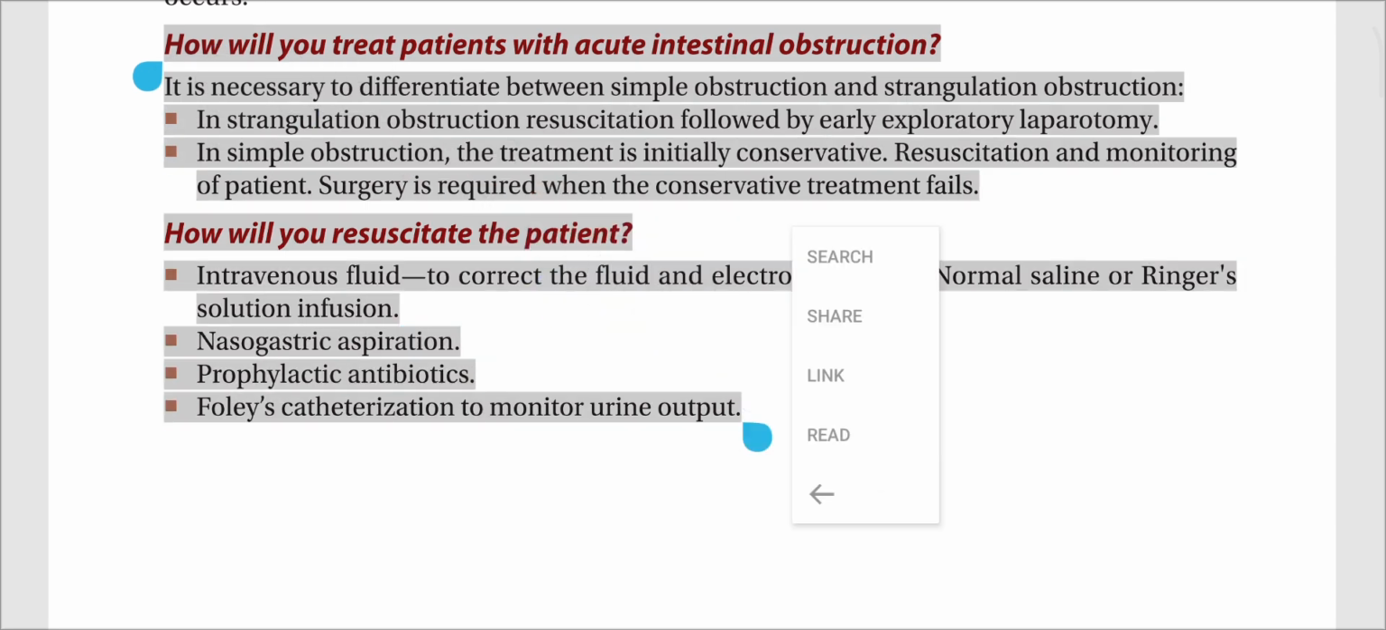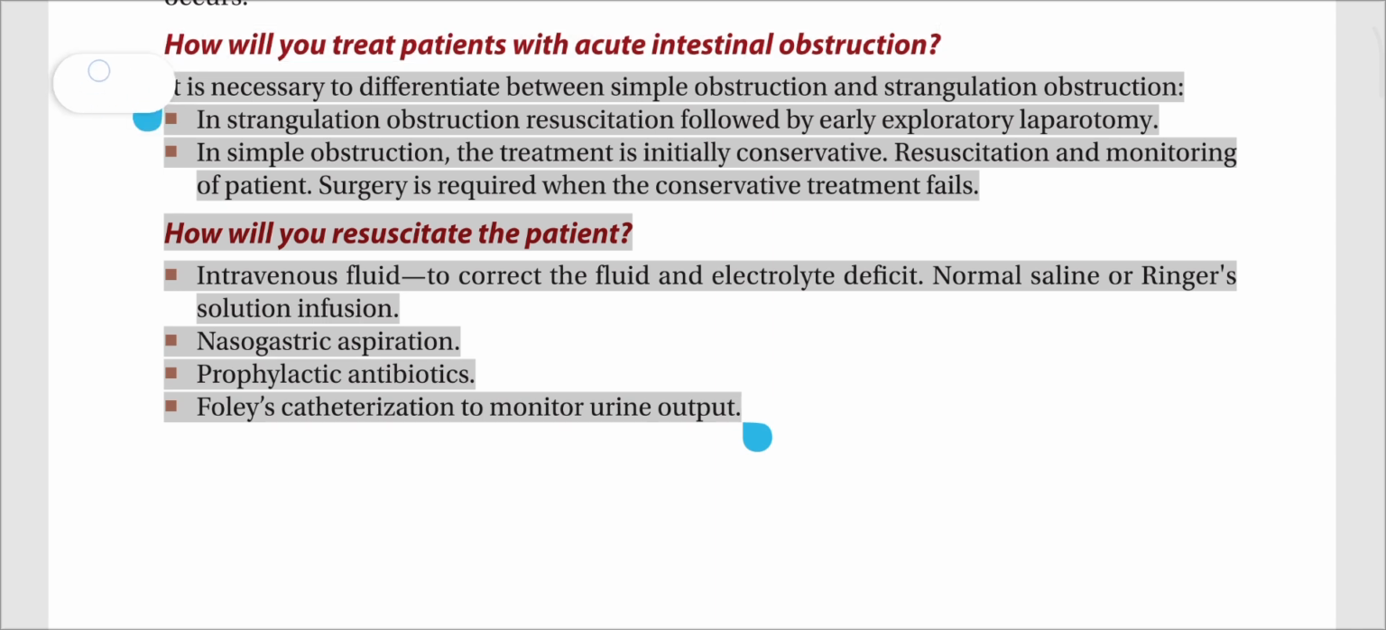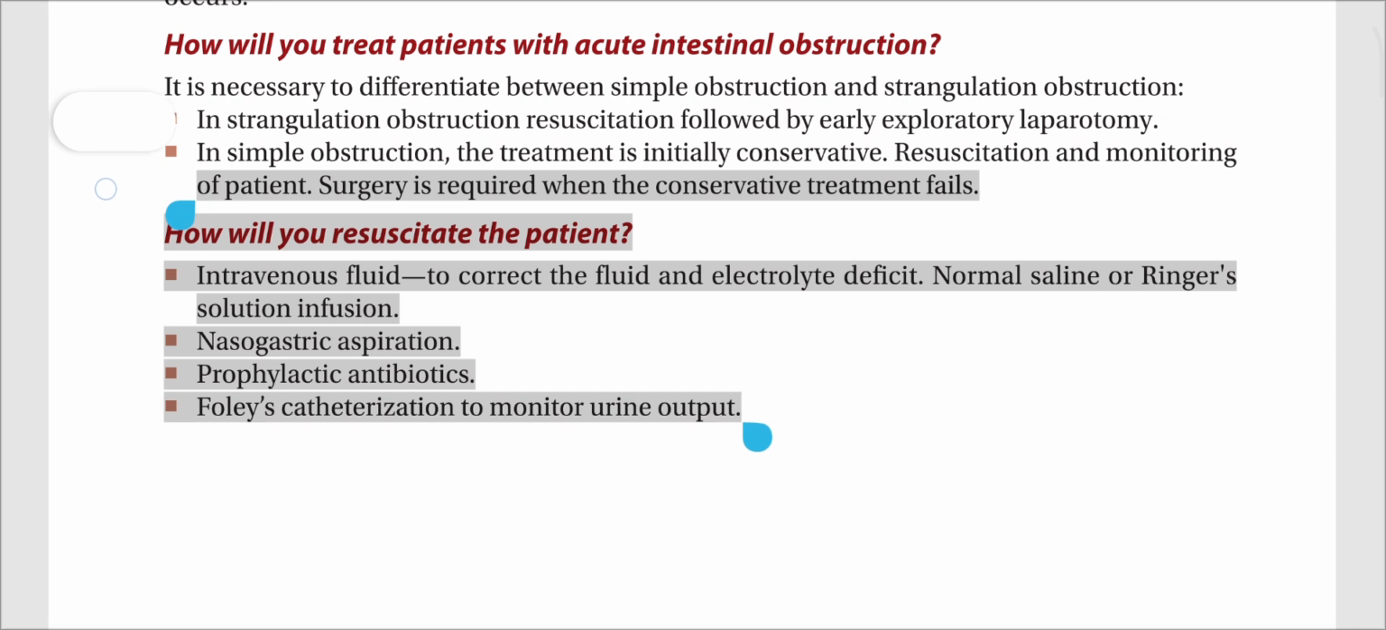How will you treat patients with acute intestinal obstruction? It is necessary to differentiate between simple obstruction and strangulation obstruction. In strangulation obstruction, resuscitation followed by early exploratory laparotomy. In simple obstruction, the treatment is initially conservative. Resuscitation and monitoring of patient. Surgery is required when the conservative treatment fails.